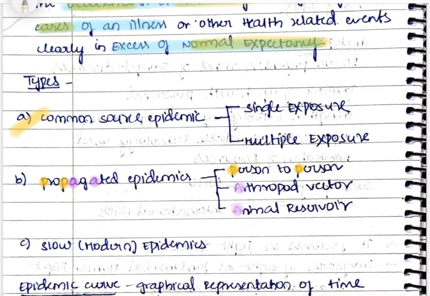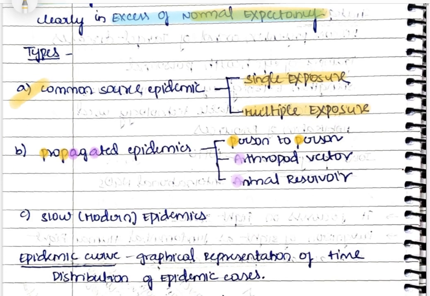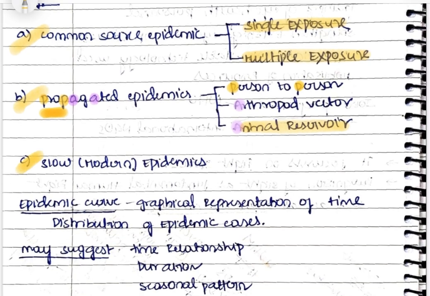Coming to the types of epidemic, you have three types. One is a common source epidemic, under which you have again two types: one is single exposure or the multiple exposure. In the propagated, you have three types: one is a person-to-person, arthropod vector, and the animal reservoir. I remembered it using this propagated word. So the two P's indicate person-to-person epidemic, and A indicates arthropod vector and the other A indicates animal reservoir. And the third type of epidemic is slow or the modern epidemic.